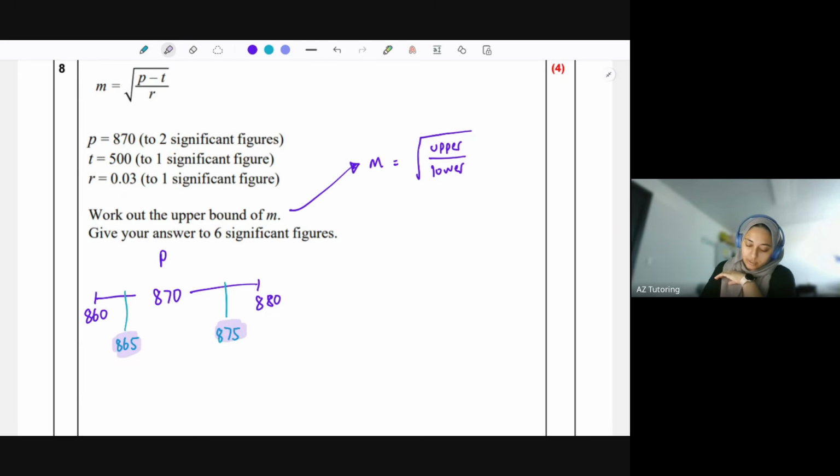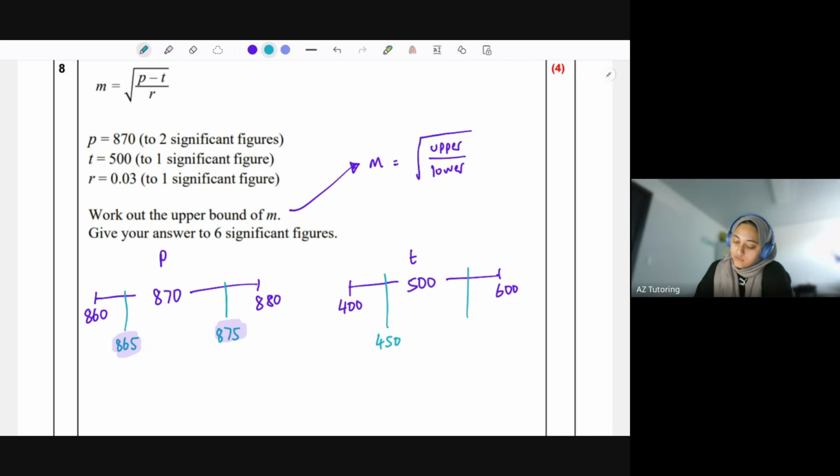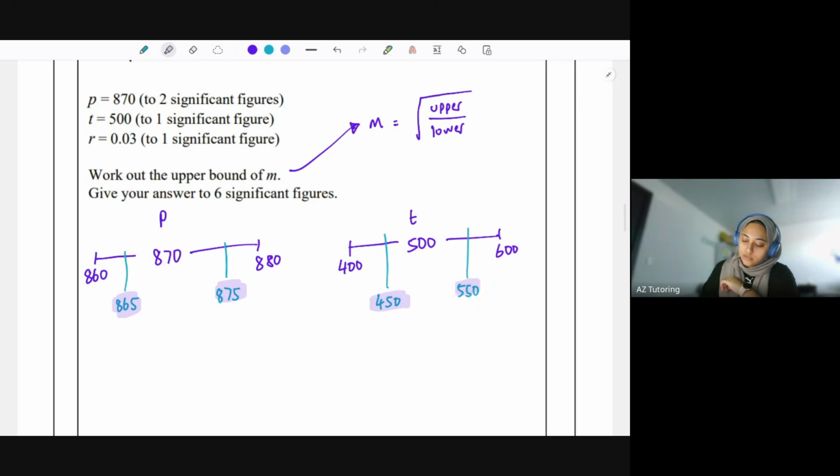Okay, so we've done it for P. Now let's do it for T. So T is 500 to 1 significant figure this time. So the first significant figure is the 100 column. So I'm going to add 100 to this. So 500 add 100 is 600. And 500 minus 100 is 400. What's in between both of these numbers? Well, in between 400 and 500 is 450. In between 500 and 600 is 550. If you can't spot that, just add the numbers and divide by 2. So I've got the lower bound and the upper bound of T.